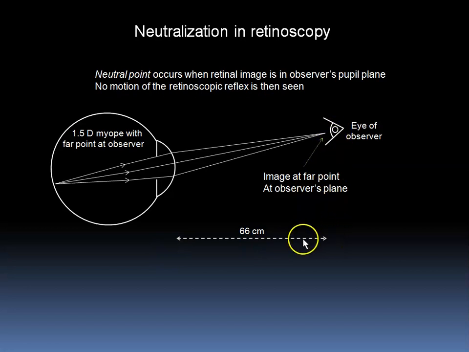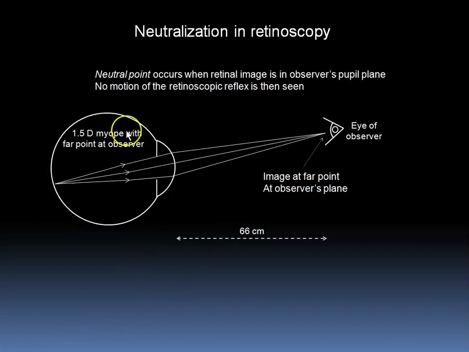Typically, the observer is 66 centimeters in front of the patient when doing retinoscopy. In this case, we have a 1.5 diopter myope, so that this patient's retina is conjugate with a point 0.66 meter away, which is the inverse of 1.5 diopter. So doing retinoscopy at this so-called working distance of a 1.5 diopter myope shows no movement of the light reflex and appears to be at the neutral point.